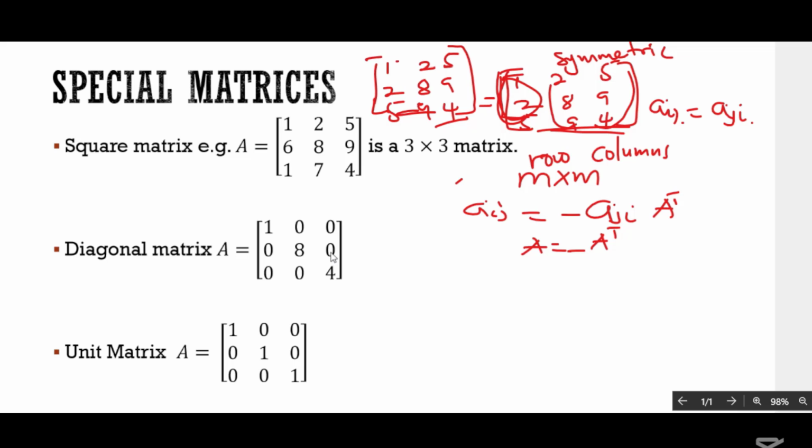A diagonal matrix is a matrix with all the elements 0 except the leading diagonal. So when you say the leading diagonal, you are talking about these elements. They are called the leading diagonal. So when you have a matrix with all the elements 0 except the leading diagonals, then we call such a matrix a diagonal matrix.